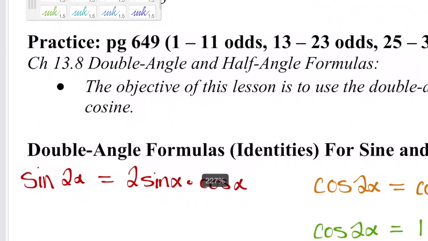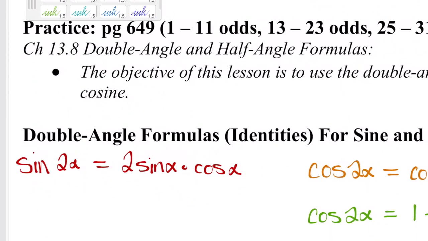First off, we're looking at the double angle formulas and identities for sine and cosine. Sine is pretty simple. We have sine of 2 times our angle, whatever that is. In this case, we're using alpha, is equal to 2 times sine of that angle times the cosine of that same angle.